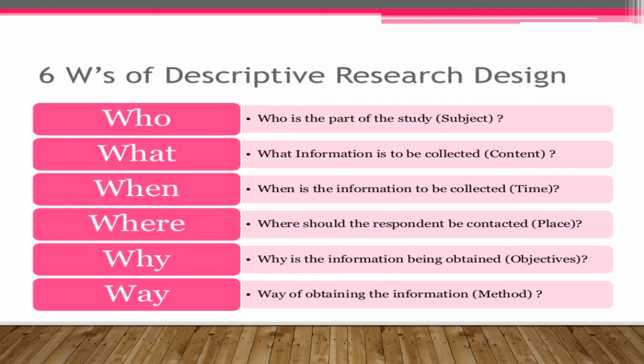The six W's of descriptive research designs are who, what, when, where, why, and way. Who: who is the part of the study, or the subject. Then what: what information is to be collected, the content. Then when: when is the information to be collected? That is the time.